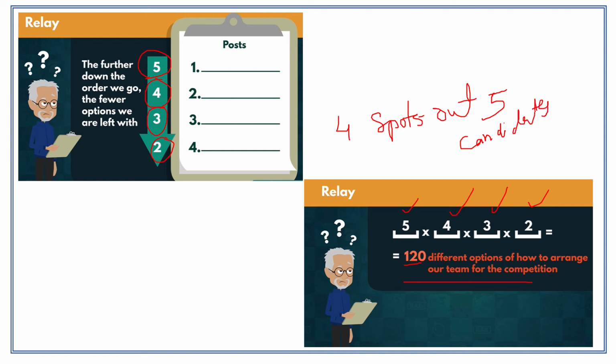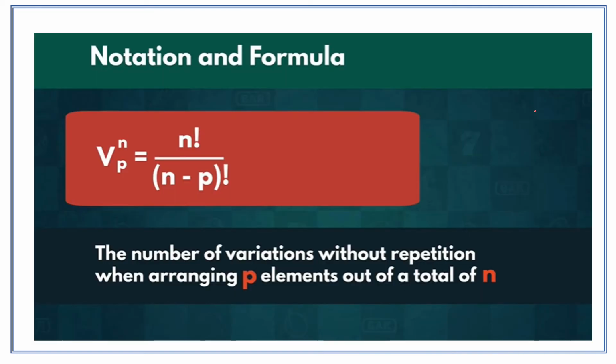Now we will go further in this. How to calculate the same using a mathematical formula? The formula goes like this: V raised to the power n equals factorial n divided by factorial n minus p. So the number of variations without repetition when arranging p elements out of a total of n.